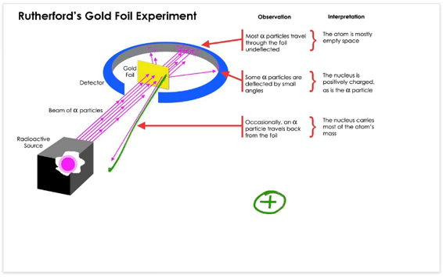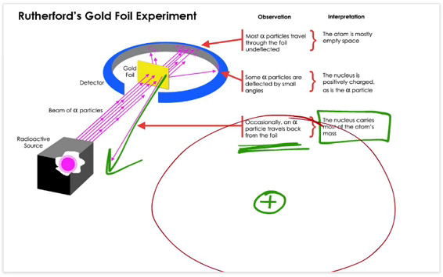And when only a couple bounce back, that occasional alpha particle being shot straight back is telling us that not only is that positive charge concentrated, but it must be very, very massive. So there's this tiny, massive positive charge in the middle of the atom, or relatively in the middle, with the electrons outside. This is our new Rutherford model of the atom.